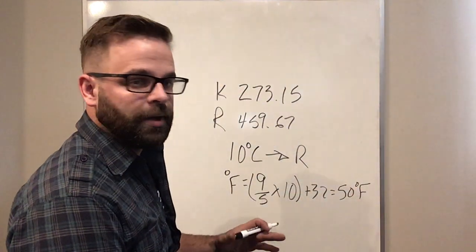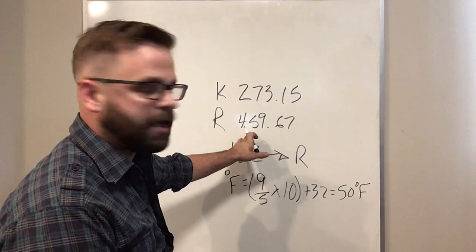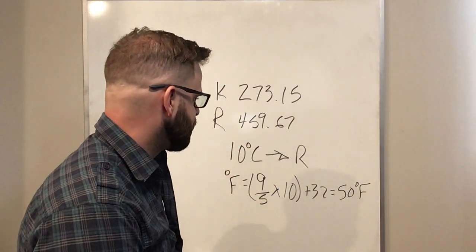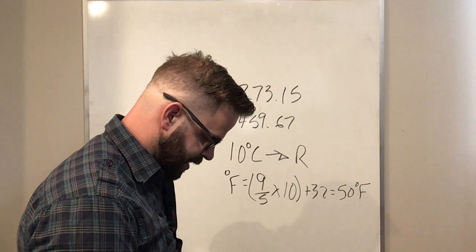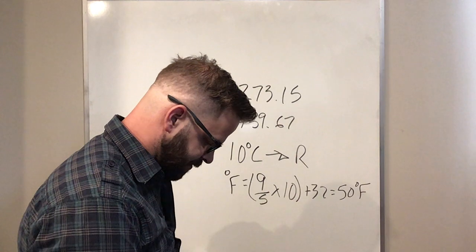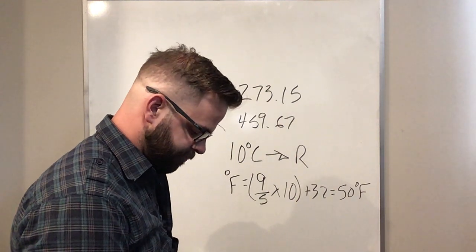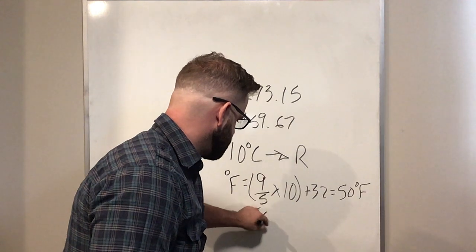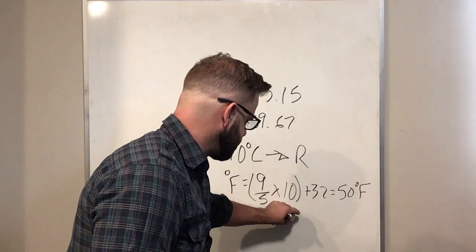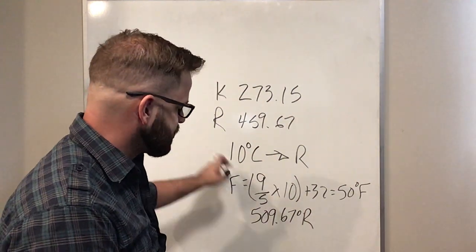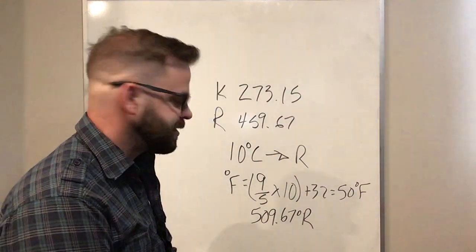And then now I want to add 459.67 to that in order to make it a value in Rankine. So if I add 459.67, I get a value of 509.67 degrees Rankine from that. So 10 degrees Celsius is equal to 509.67 degrees Rankine.